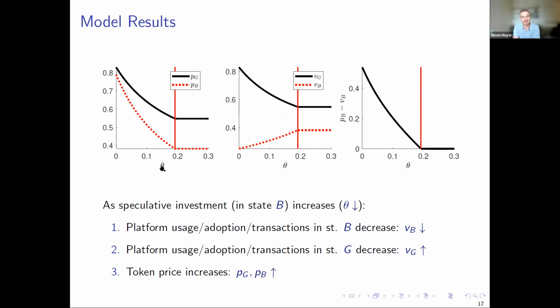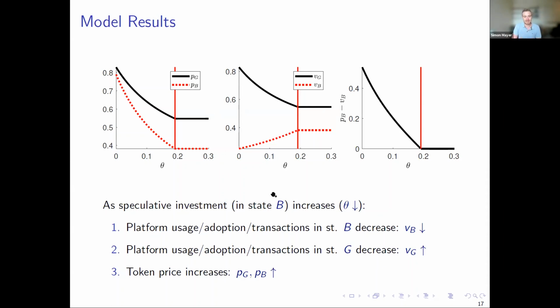What's the parameter theta? Well, the parameter theta governs speculators' risk aversion, and serves therefore as a proxy for speculative investment. So the lower the parameter theta is, the higher speculative investment. Put differently, as we vary the parameter theta, we essentially generate some more or less exogenous variation in speculative investment. This helps us identify the impact of speculators on platform adoption, which is characterized by VG and VB in state G and B respectively, and the token price PG and PB in state G and B respectively.